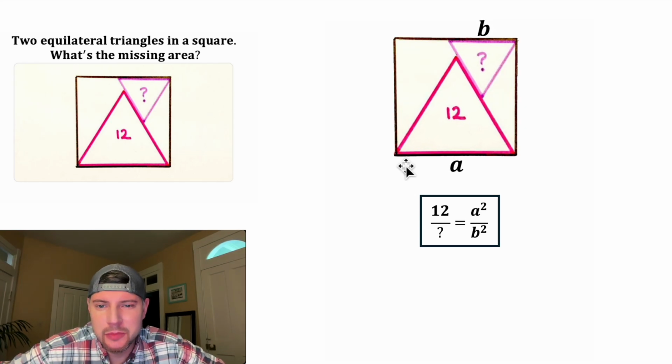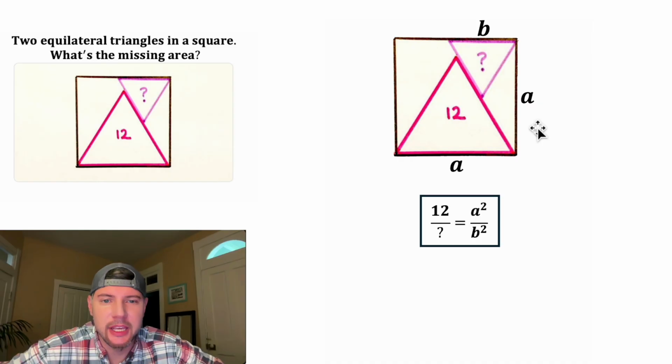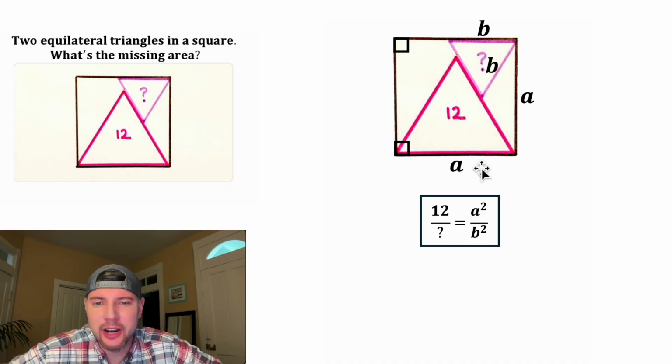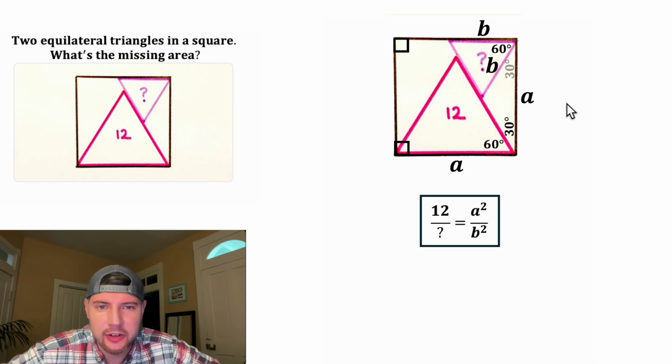Now we're back where we started, but we have the larger triangle has a side length of A and the smaller triangle has a side length of B. Since this is a square, this side length is also going to be A. And since this is an equilateral triangle, this side is also going to be B. Next, let's talk about angles. Inside of a square, all the angles are right angles. And in equilateral triangles, all the angles are equal to 60 degrees. So this angle here will be 60 degrees, and this angle here will be 60 degrees. Since these were both 90 degrees, that leaves 30 degrees here and 30 degrees here.